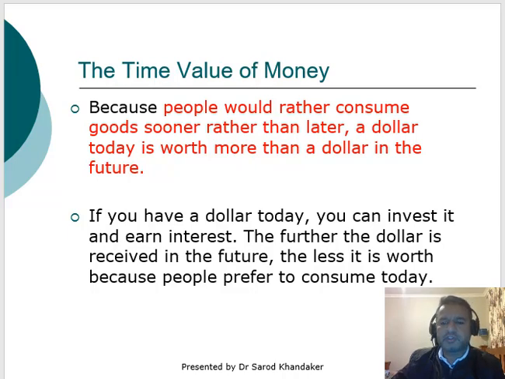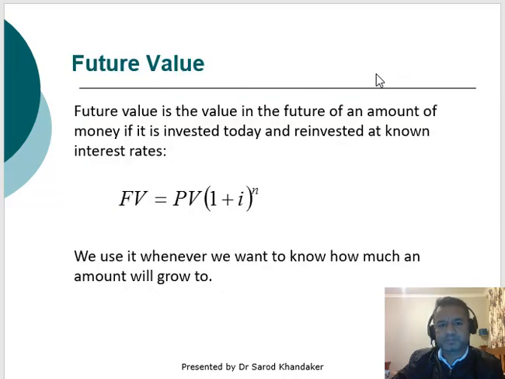So if you have a dollar today, you can invest it and earn interest. The later a dollar is received in the future, the less it is worth, because people prefer to consume today. If you have $1 today, and someone promised to give you $1 after 1 year, which one are you going to prefer? Of course today, because a dollar today is worth more than a dollar in the future.